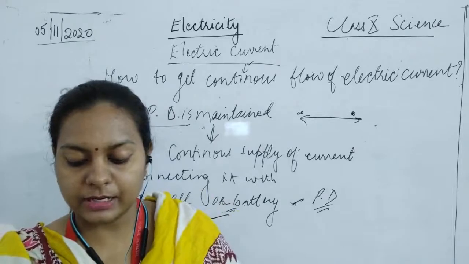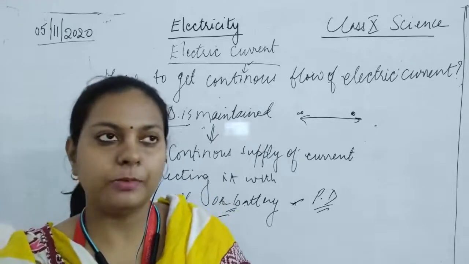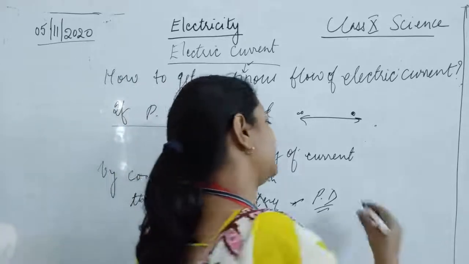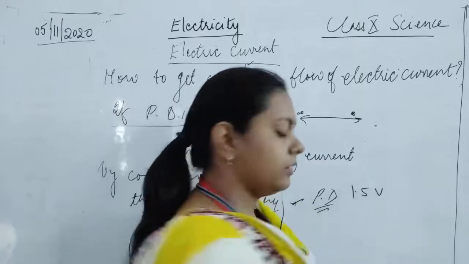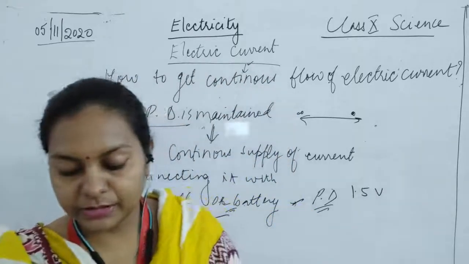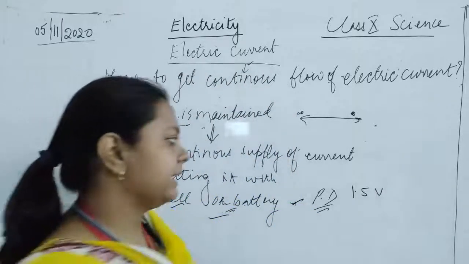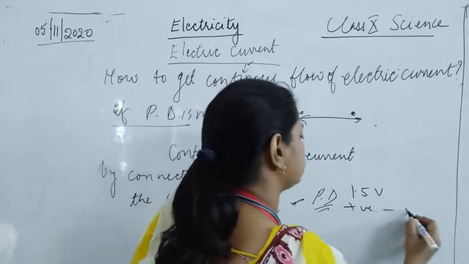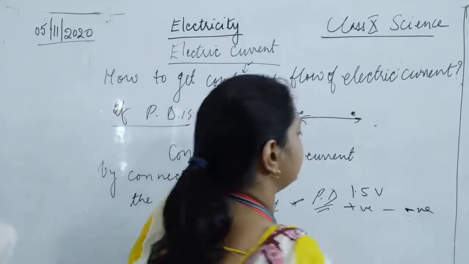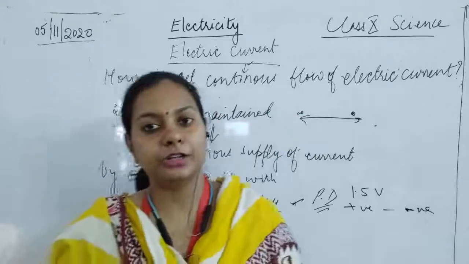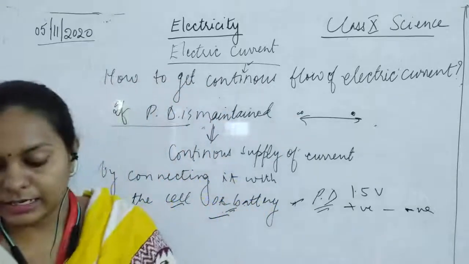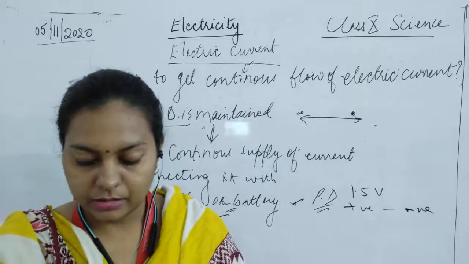For example, a single dry cell has a potential difference of 1.5 volts. It has a potential difference of 1.5 volts between the two terminals, that is, the positive and the negative terminal. They have the potential difference between the positive and the negative terminal. Okay.